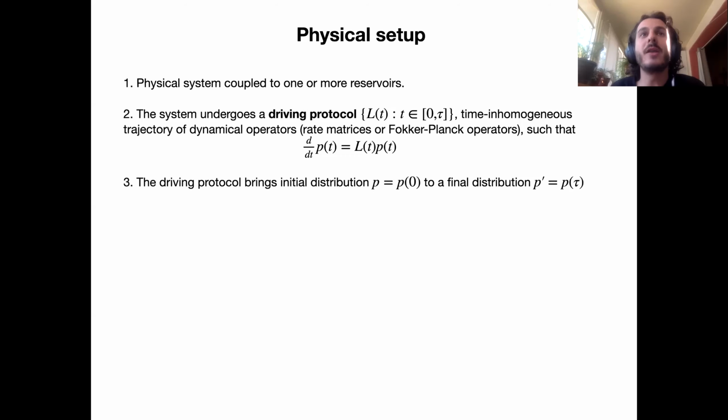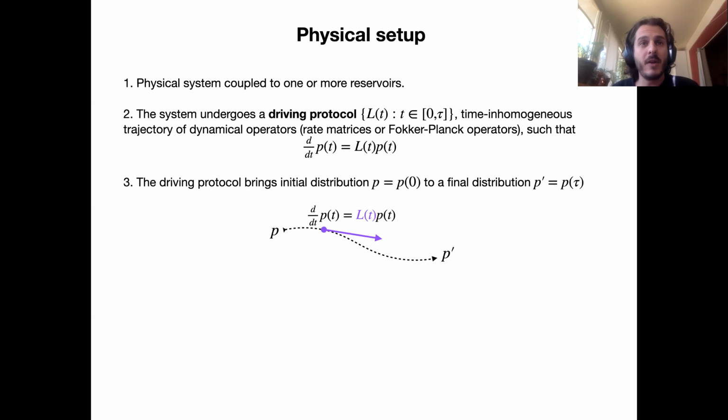And when we apply this driving protocol to an initial distribution p at time 0, it brings it to a final distribution at time tau, which we label by p prime. And we can use this visual language to show what we're doing. We start with p, we end at p prime, and the tangent at each point is given by this dynamical operator.